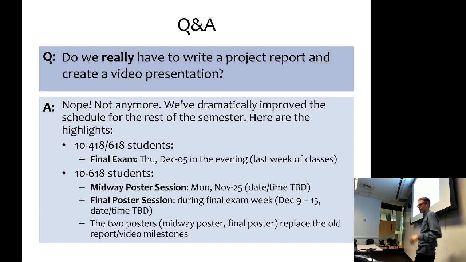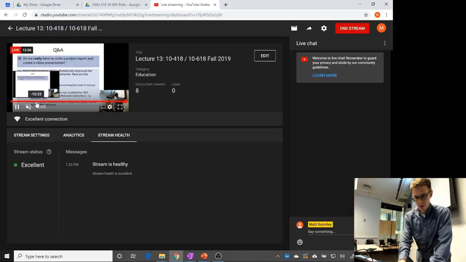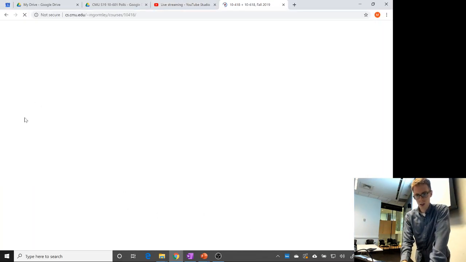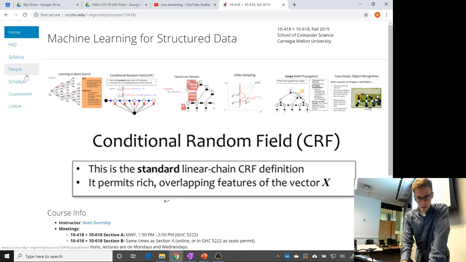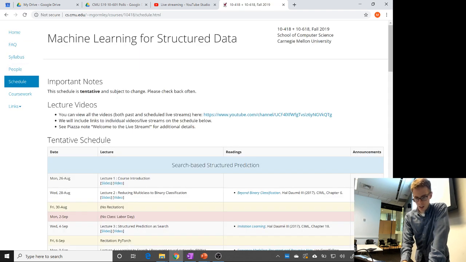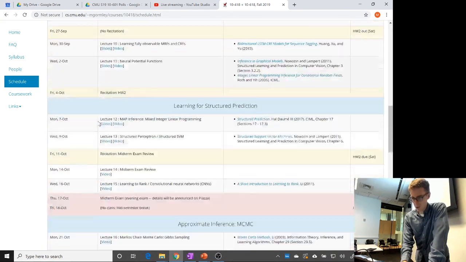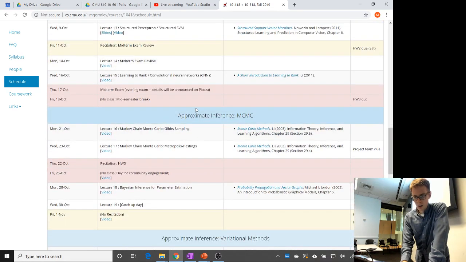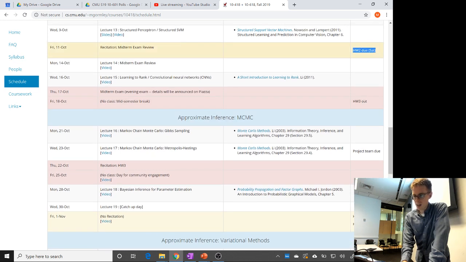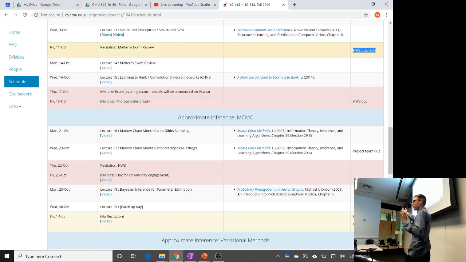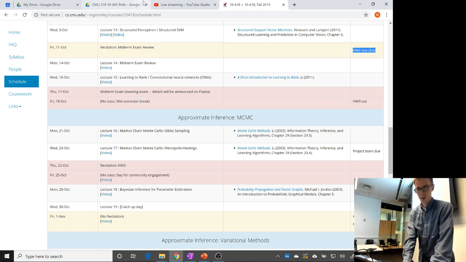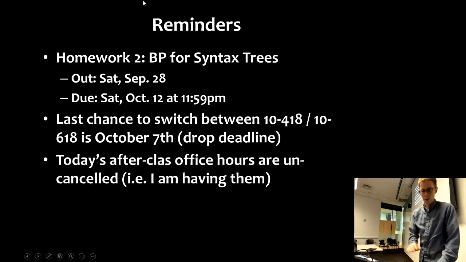Any other questions? Oh, there's one other important detail. The schedule is also updated because of all these changes. We were also able to adjust the timing for homework 3 so that it's a lot more sensible. So right now homework 2 is due on Saturday, and then you just have this break leading up to the midterm exam next week, and then homework 3 won't be released until after the midterm exam, so that you don't have to worry about it in the meantime. Okay.